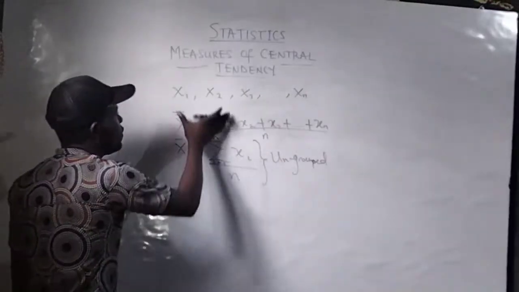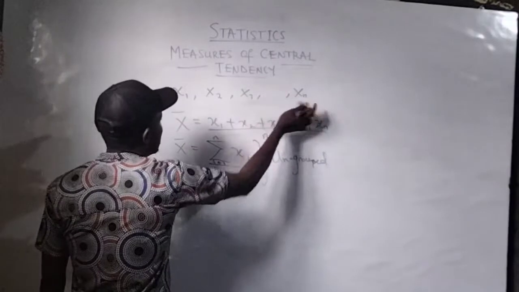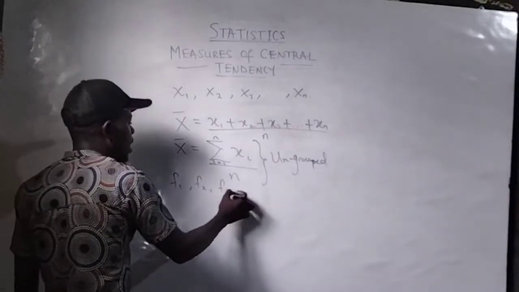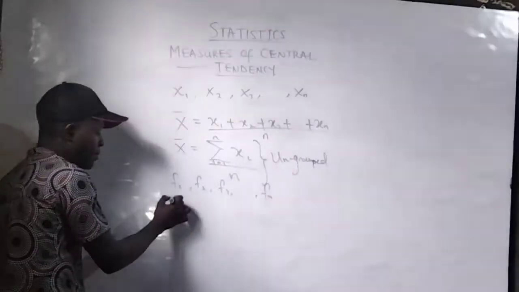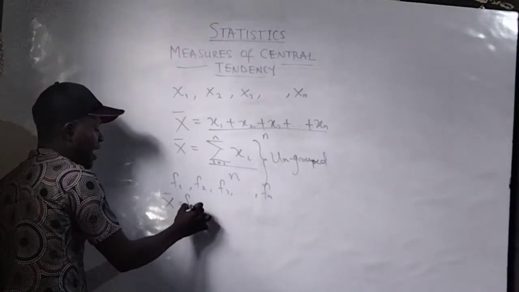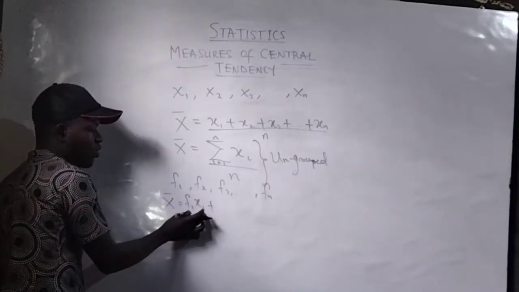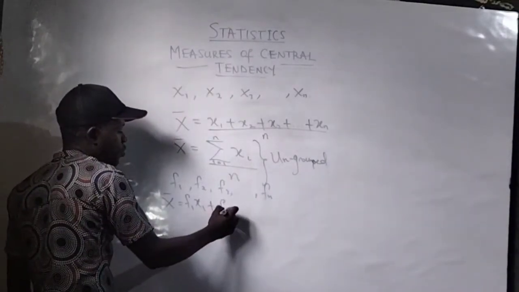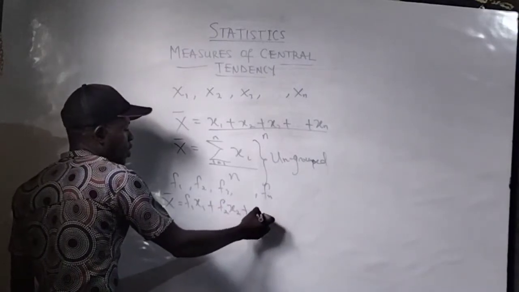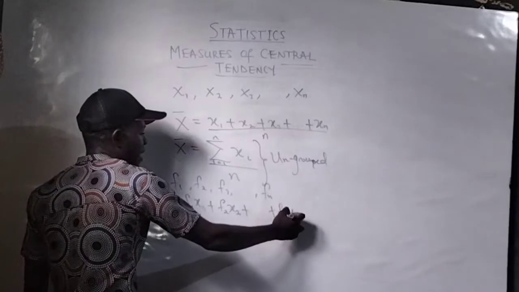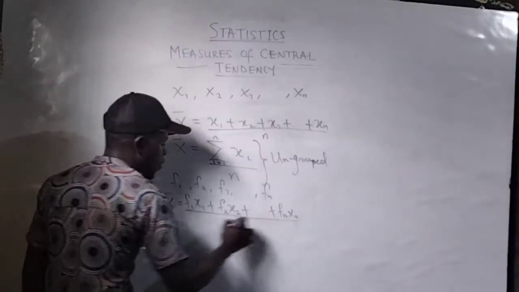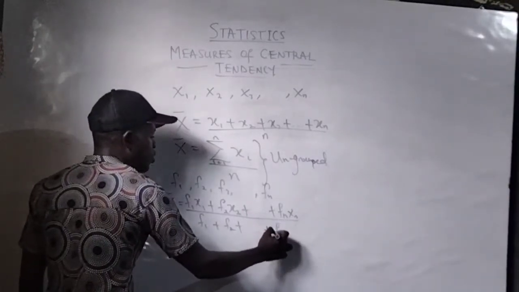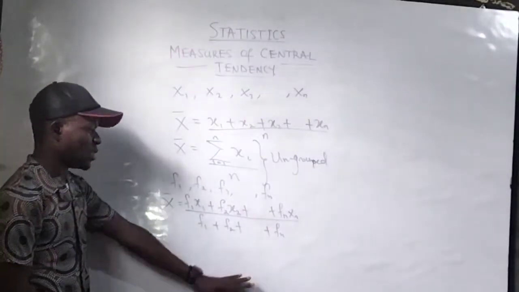So, for instance, if this is my given data x1, x2, x3, x4 with respective frequencies f1, f2, f3, and it goes on and on to fn, then I will say that my mean x bar is f1 x1, that means the product of my frequency f1 times my data x1, plus my frequency f2 times my data x2, plus on and on down to the last fn xn, all over my total frequency, which is f1 plus f2 plus on and on down to fn. Do you understand? That is when I'm dealing with the group data.